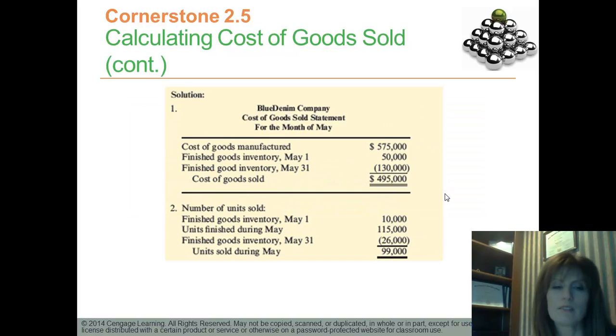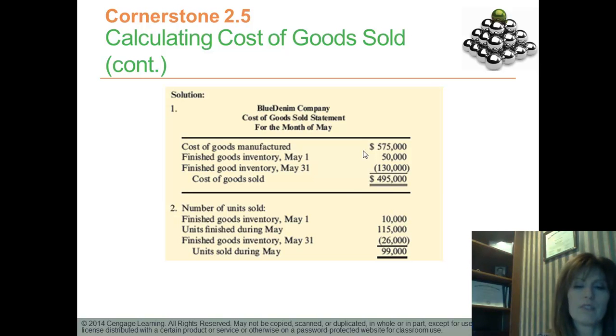And look at that. We take the cost of goods manufactured, the finished goods inventory, we subtract what's left over, the ending inventory, we get our cost of goods sold. This is the number then that we're going to put onto our income statement as our cost. We're going to expense that off against our revenue.